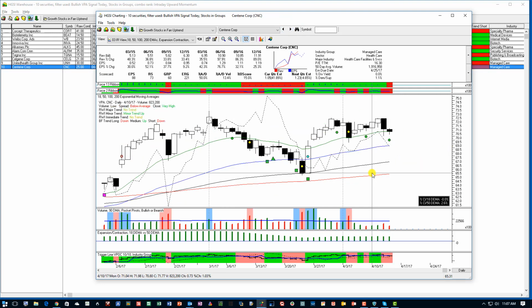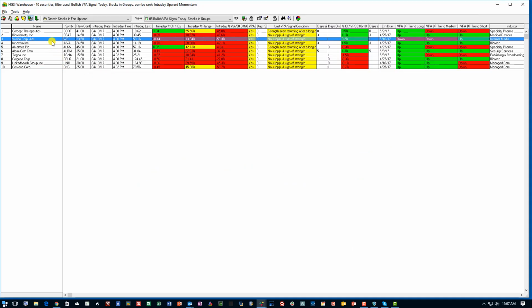Centene, the group, is moving down. You can see that it moved up nicely and it stalled. Where did this stall? Look over here. Here's the memory. It couldn't get past that, so it really needs some volume and some strength to prove that it can go higher. That's all I'm going to do.